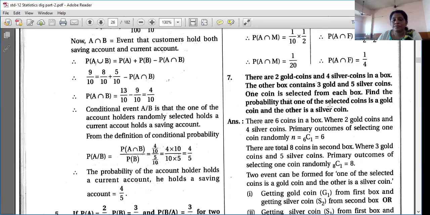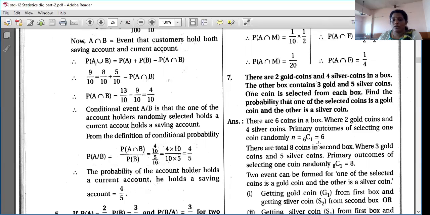Okay, so in the first box, n is 6, which means there are 6 coins in the box. The bifurcation is gold coins 2, silver coins 4, so the total coins are 6. So your total outcome n is equal to 6C1, because one coin is to be selected from each box. So from one box, one coin: 6C1 equals 6.